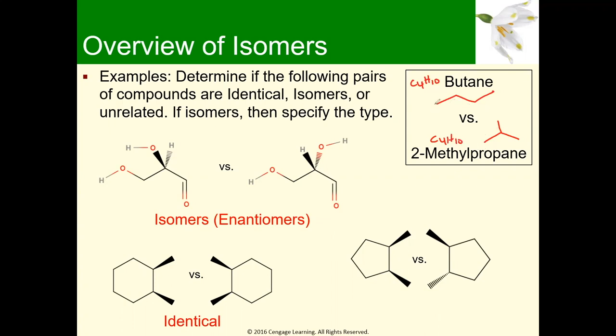So in this case, all the carbons are attached in a straight chain, whereas with 2-methylpropane, you've got that branching. So this I would call constitutional isomers. These two compounds are related as constitutional isomers. Okay. And finally, we go down here to the final one.